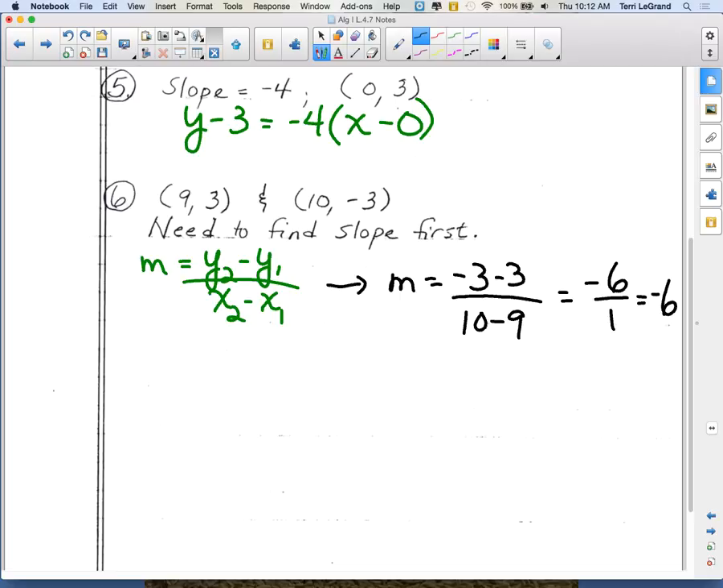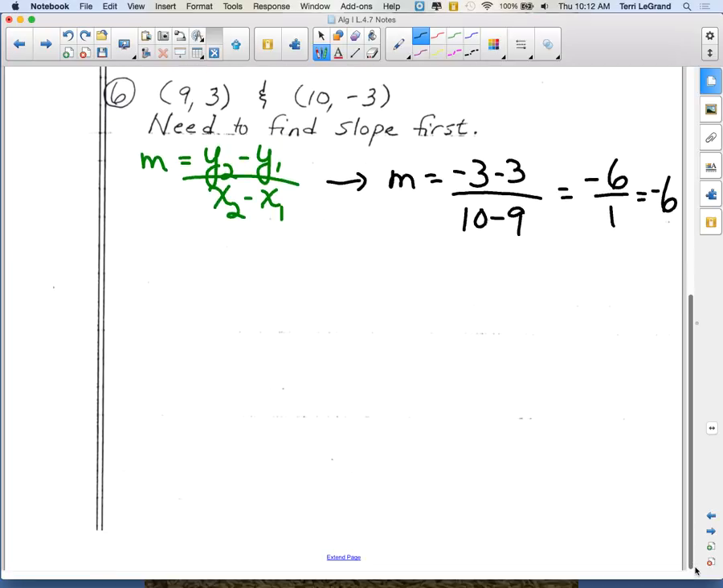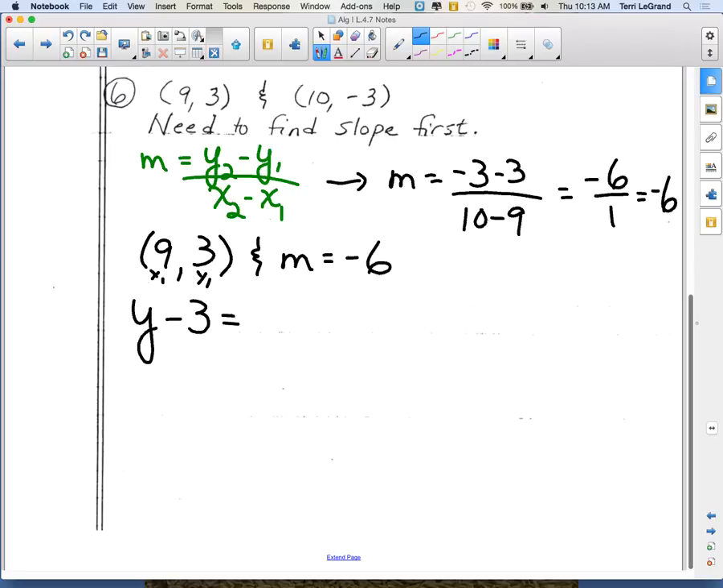Okay, now that we have the slope, this is where we can have different answers than somebody else at our table or across the room, because you only need 1 point and the slope to write an equation in point slope form. So let's just show both of them in our notes, but we really only need to write 1. Let's start with 9, 3, and m equals -6. So this is our x sub 1, y sub 1. Y subtract what? 3 equals -6 times x subtract 9.